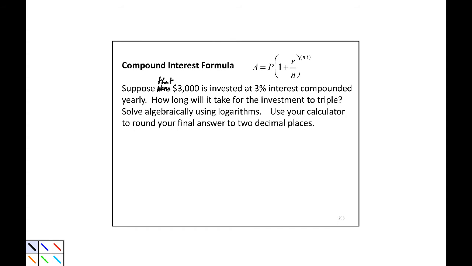Suppose that $3,000 is invested at 3% interest, compounded yearly. How long will it take for the investment to triple? Solve algebraically using logarithms, and then use your calculator to round your final answer to 2 decimal places.